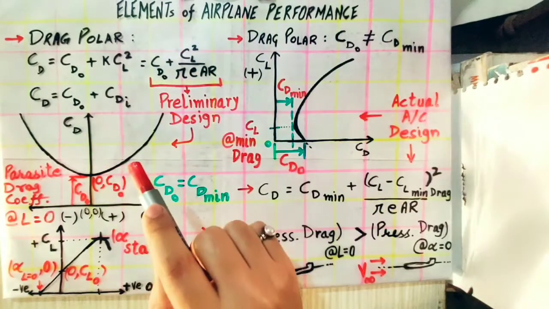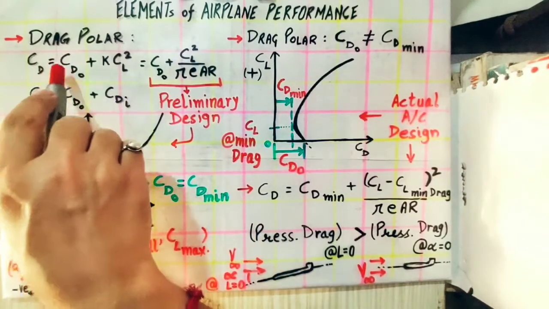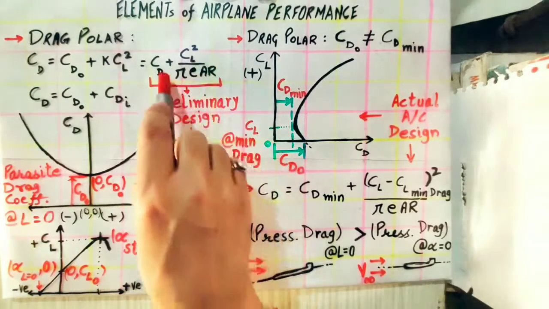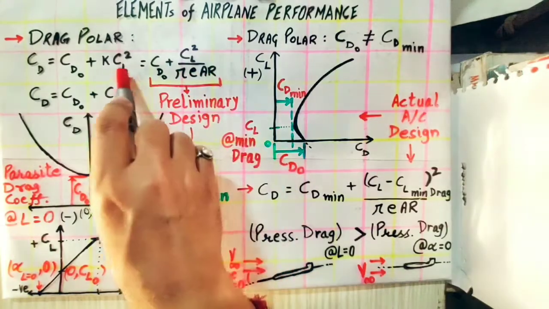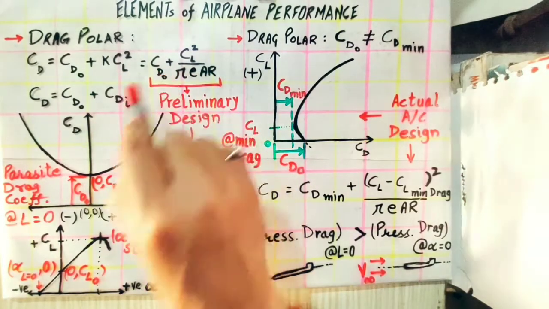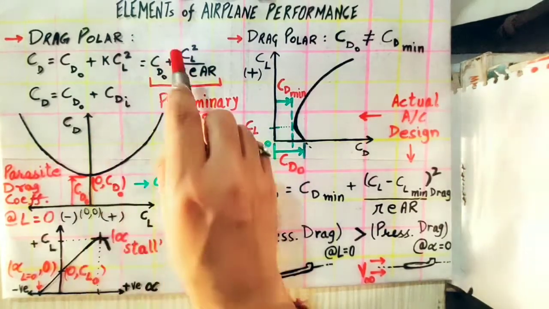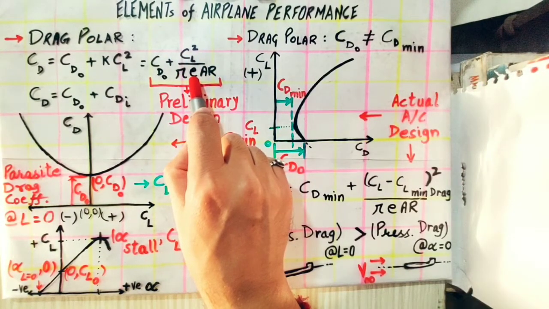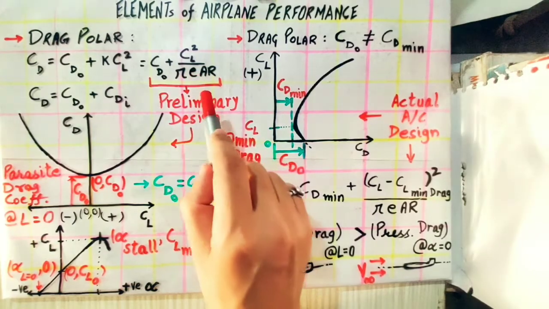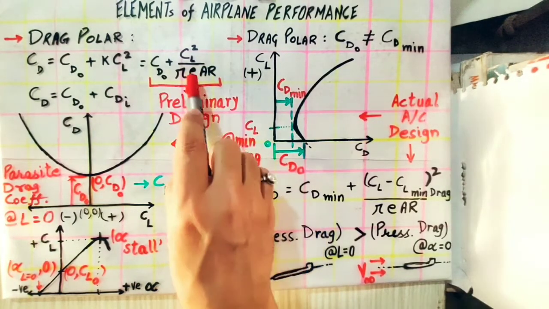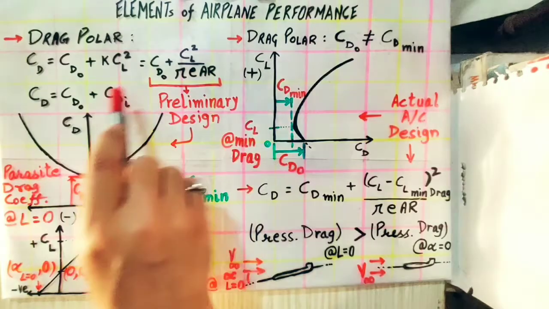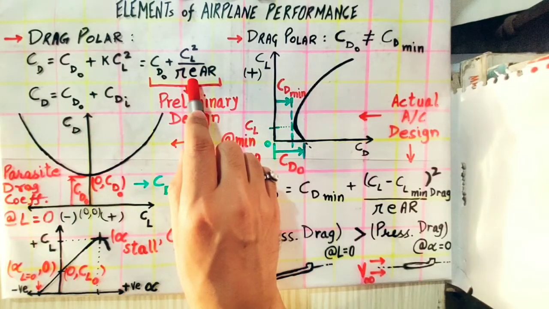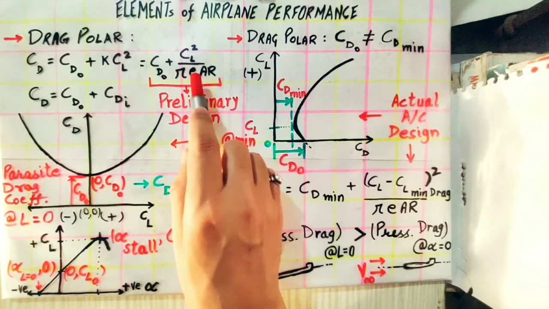And in drag polar we have CD equals CD naught plus CDI, where CDI equals K CL square, and K is the constant, which is 1 by pi E aspect ratio. CL we know is the coefficient of lift, CD naught is the minimum drag coefficient from this graph, pi is a constant value, and E is the Oswald efficiency. E is always less than or equal to 1. It is equal to 1 for a wing with elliptical shape. If a wing is elliptical, then E will be equal to 1, and for every other shape E will be less than 1.